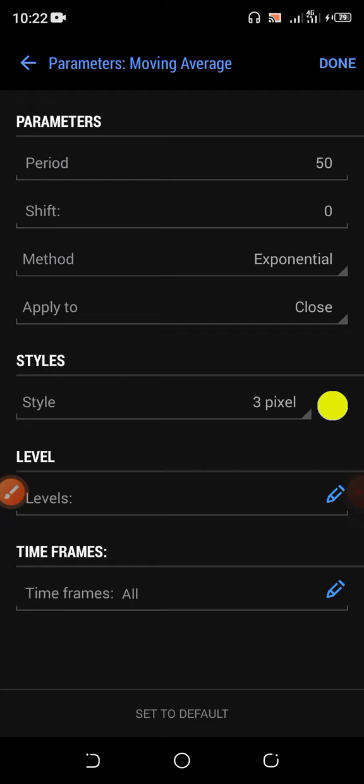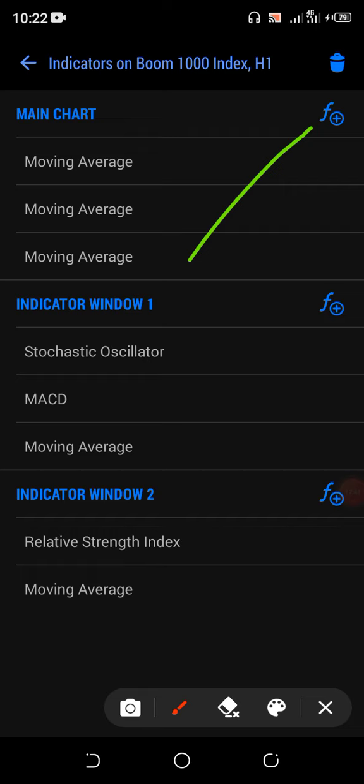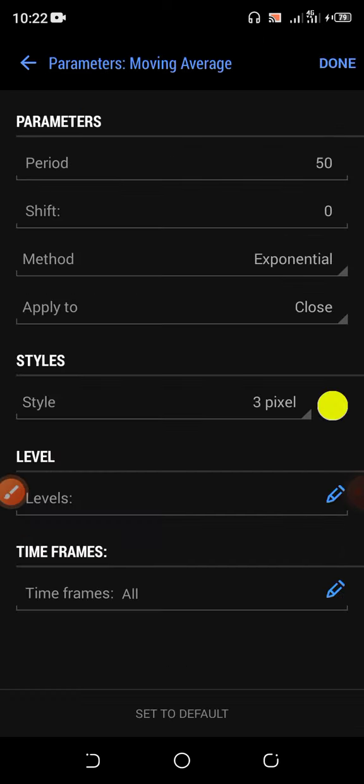Look at it. This time, I'm adding a moving average 50, still on the exponential. For those who don't know how to do that, on your main chart, this is where you will touch. This is the plus. Touch it, look for moving average. The first one, we are adding the moving average. When you do that, you press done.